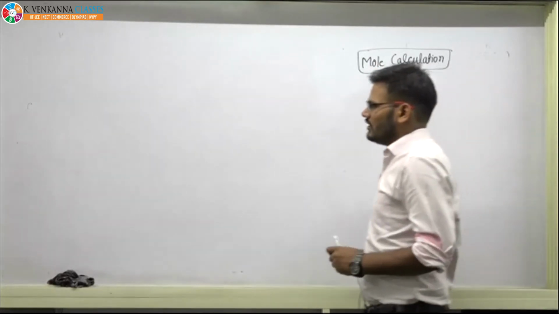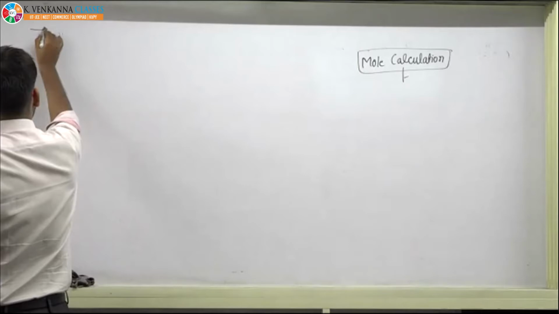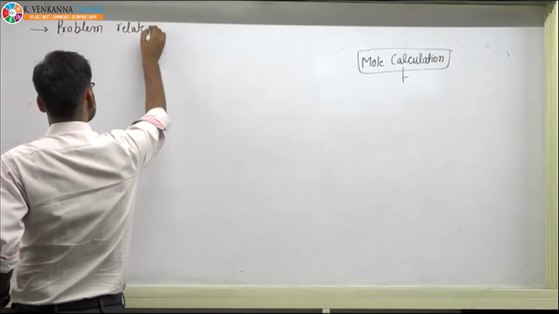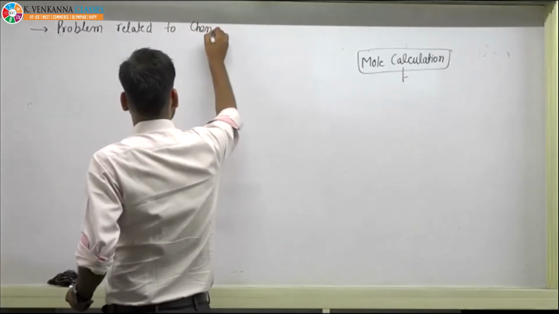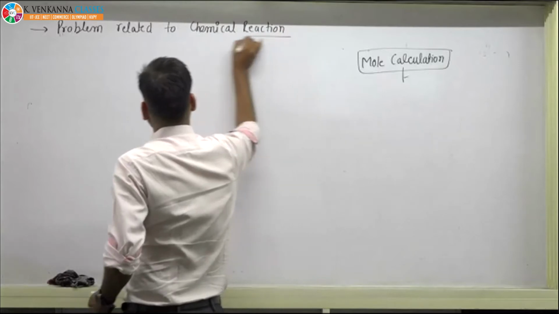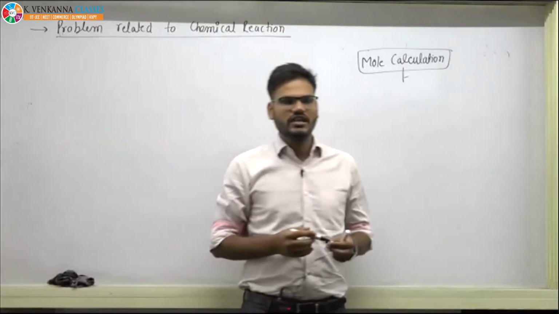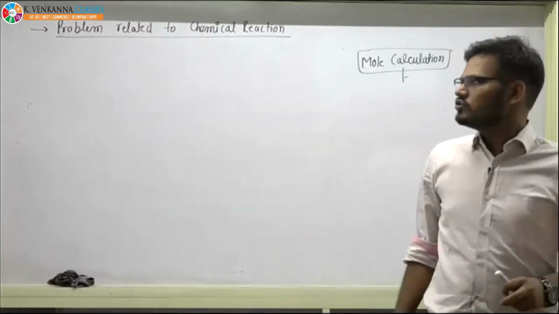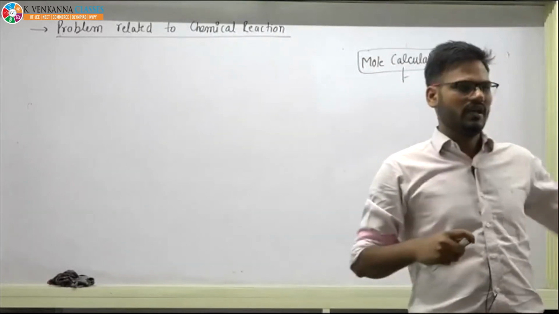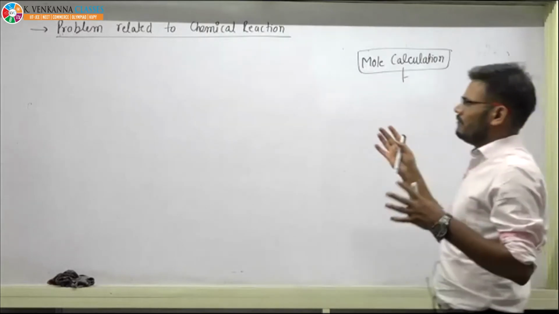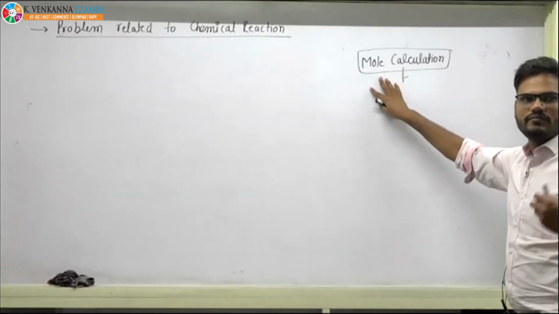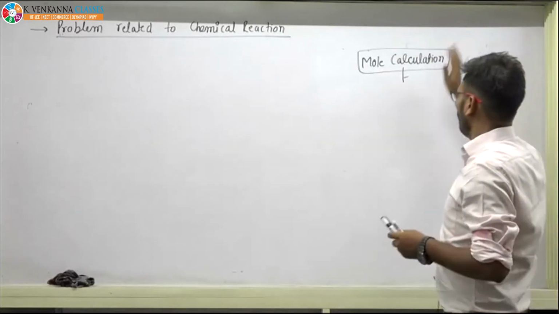Now the next part is problems related to chemical reactions. This is our main part, because chemistry is a subject which deals with chemical reactions. So we are going to understand it and solve problems related to chemical reactions. But to solve such problems, we should understand the concept of mole. That is why we have done so many problems, right?